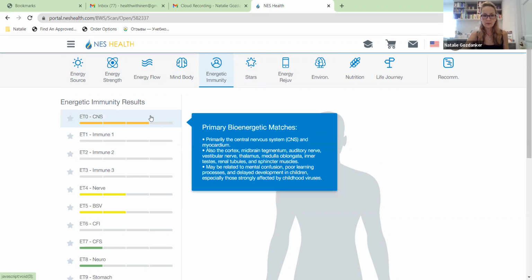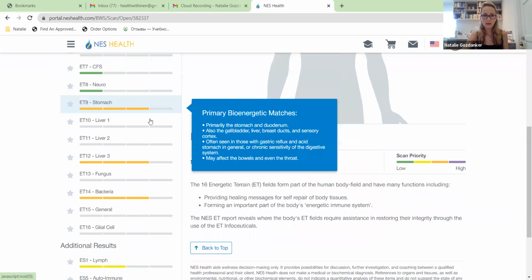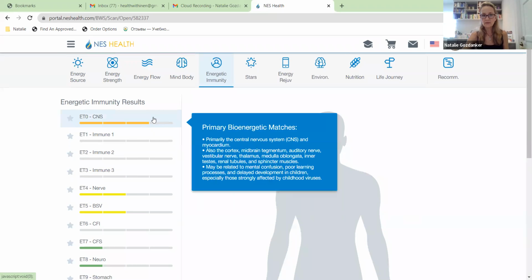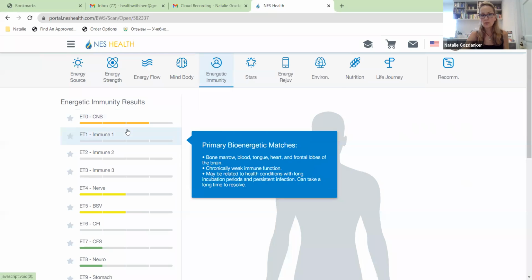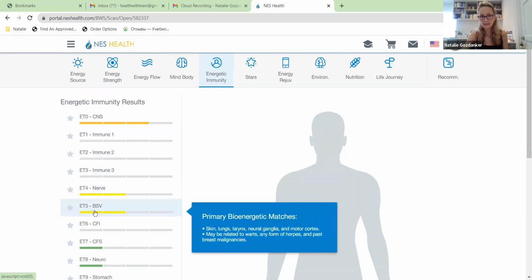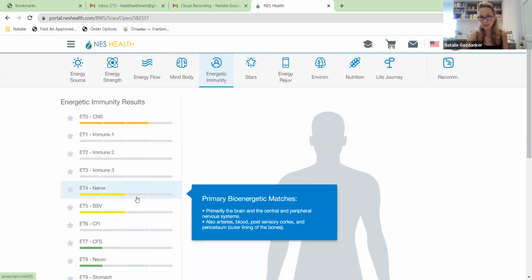So on the left, you can see all the results that came up for this particular scan. And if you remember, purple means high priority, where the body really asks for support. Orange is less priority, but still a priority. And green, yellow, and white is less priority.